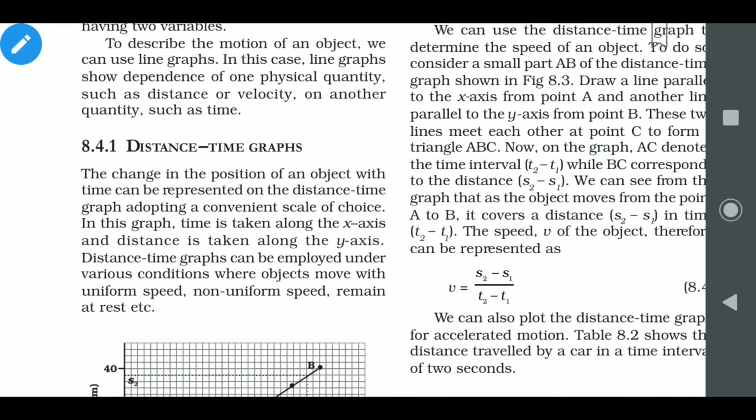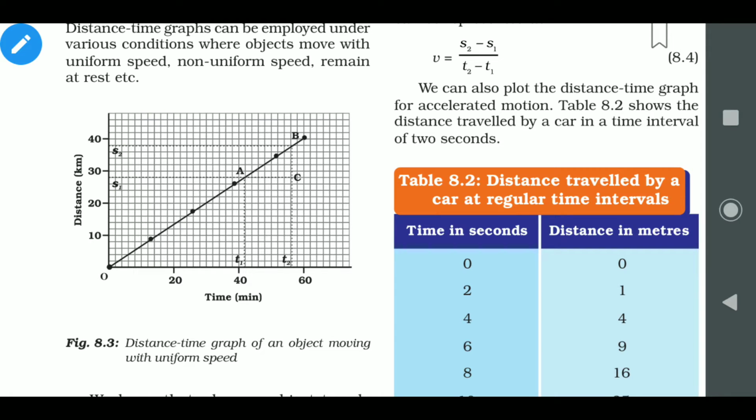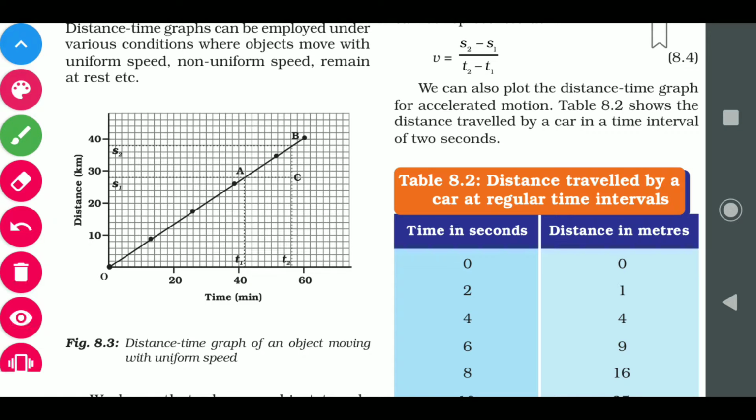The change in the position of an object with time can be represented by a distance-time graph, with distance on the y-axis and time on the x-axis. This is the distance-time graph when velocity is uniform or constant. Let's see how it works.